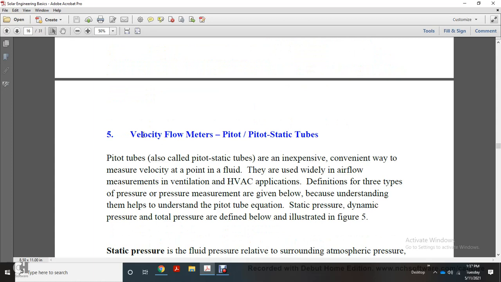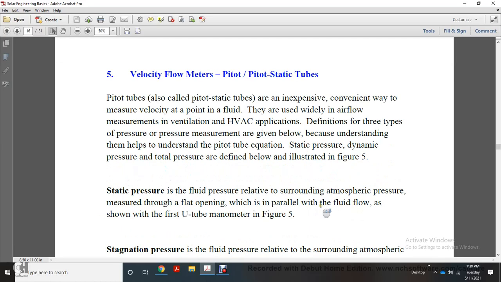Alright, 5. Velocity flow meters: pitot static tubes. Pitot tubes, also called pitot static tubes, are an inexpensive but convenient way of measuring the velocity of a fluid at a point. They are used widely in airflow measurement and ventilation. Definitions of the three types of pressure measurement are given below, which help in understanding the pitot tube equation: static pressure, dynamic pressure, and total pressure, defined below and illustrated in Figure 5.